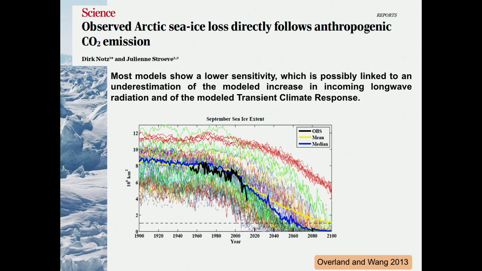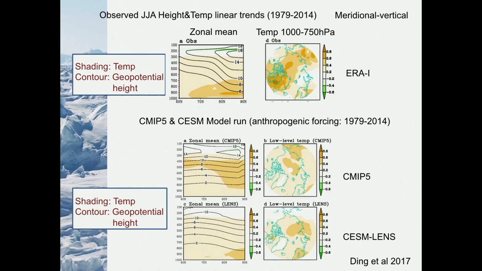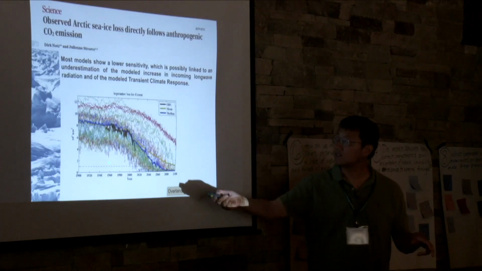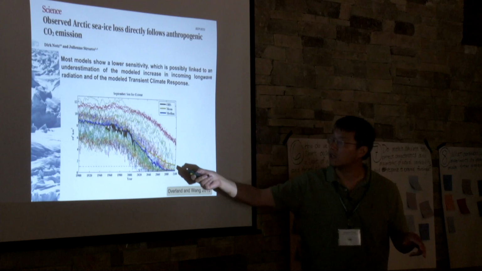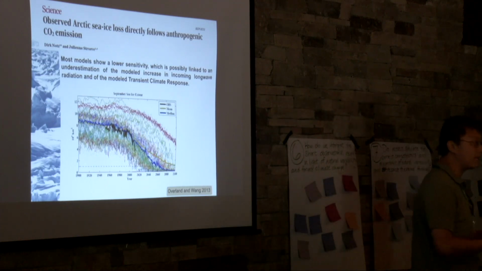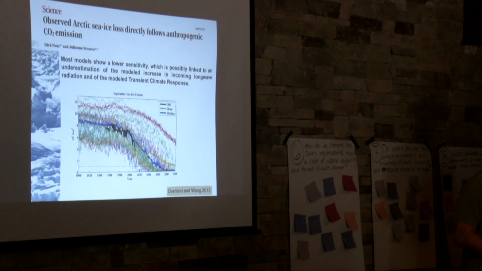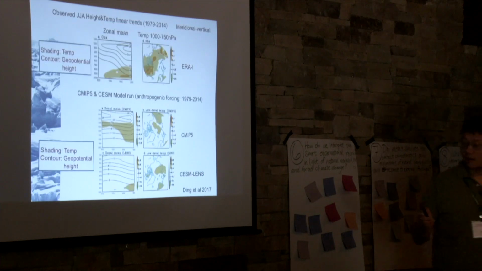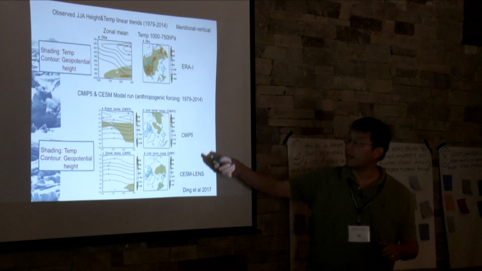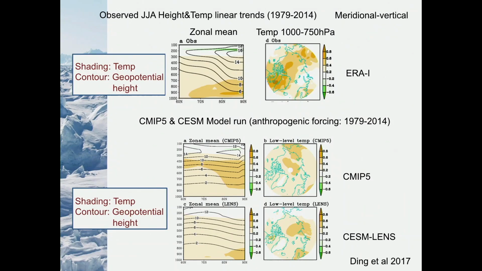But let's see. This is the observation, from another paper, and this is the older model. So it seems like the model underestimated the observed fast retreat of the Arctic sea ice. So let's see the observation first. This is the observation from ERA, the CMIP5 30-model example, and this is another large ensemble experiment, a 40-model average.